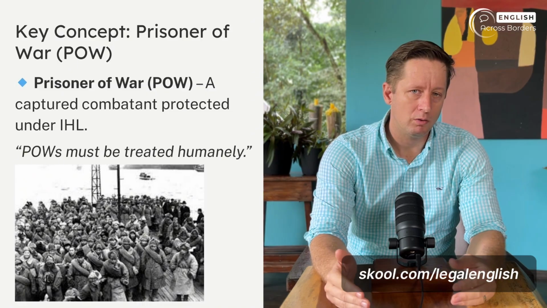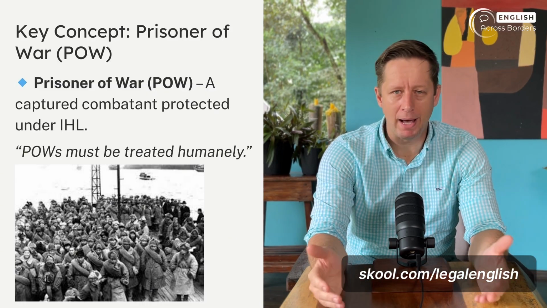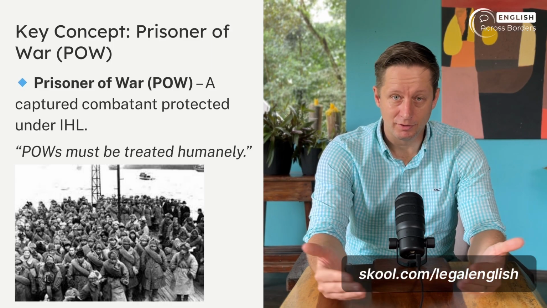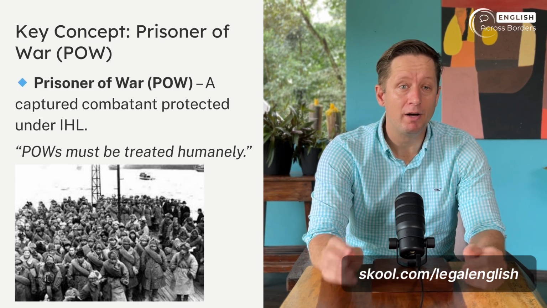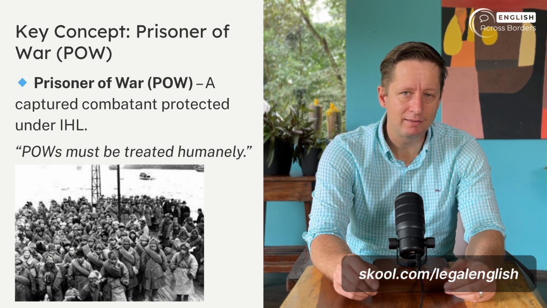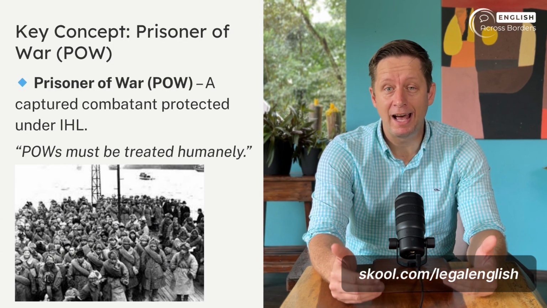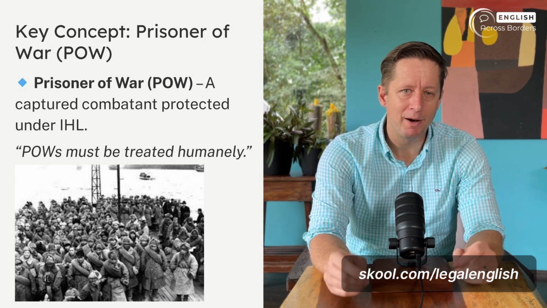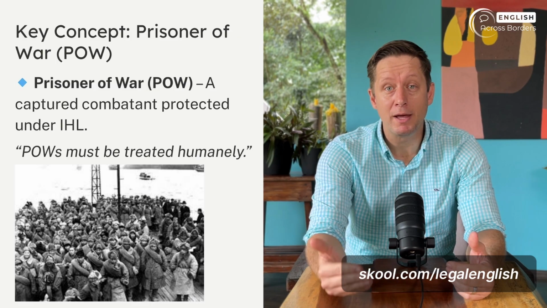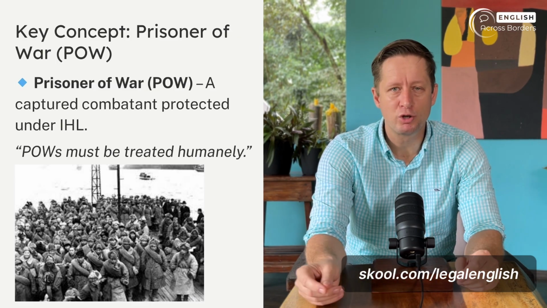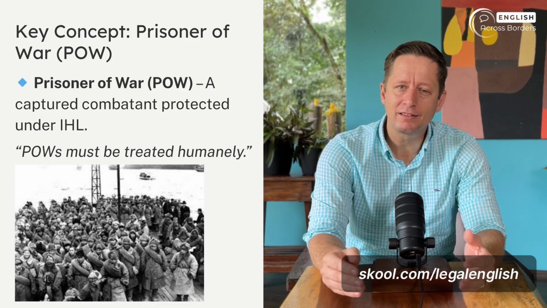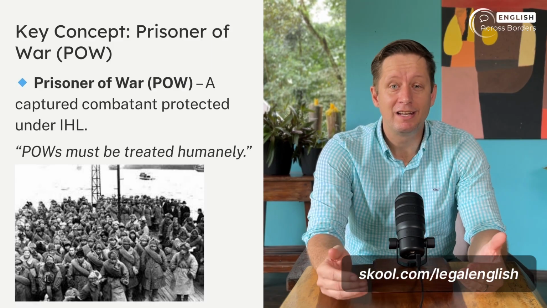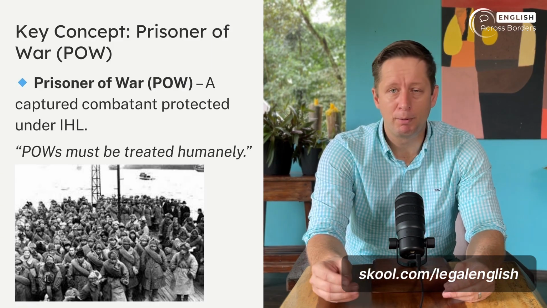A prisoner of war, or POW, is a captured combatant who is entitled to special protection under IHL. For example, POWs must be treated humanely. Combatants who are taken by the enemy in an international armed conflict cannot be punished simply for fighting. They must be given food, shelter, and medical care, and cannot be tortured or executed. The idea is that soldiers fight for their country, not for personal reasons, so they cannot be criminalized just for being part of the war.